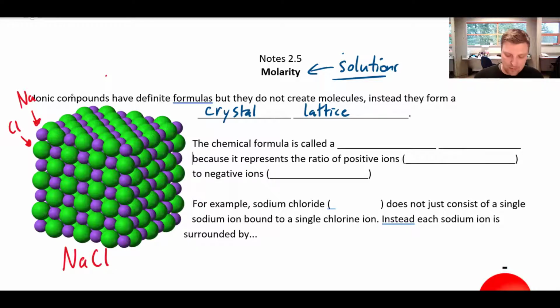Now the chemical formula is called a formula unit. And what that means is that it's really just a ratio. It tells us what the ratio of positive to negative ions are. And positive ions are called cations, and negative ions are called anions. So the formula NaCl just tells us that there's a 1-to-1 ratio. For every sodium, there's a chlorine, and there's another sodium, then there's another chlorine.